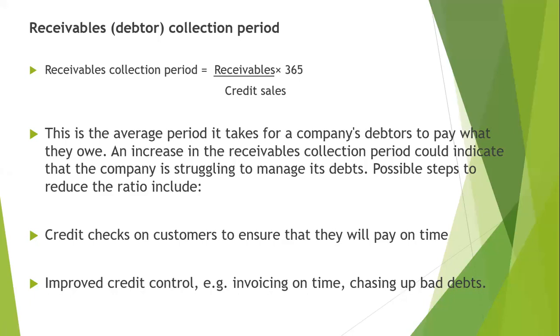An increase in the receivables collection period could indicate that the company is struggling to manage its debt. So an increase in the receivables collection means that you are not exercising good control over your receivables. The possible steps to reduce the ratio include credit checks on customers to ensure that they will pay on time. So you can keep track of your customers, and from time to time you can send reminders and ensure that the outstanding amounts from the customers are collected on time. And also you can improve your credit control, invoicing on time and chasing up the bad debts. So you're not simply letting the debts go bad. You're chasing them and somehow you're going to collect the money, right?